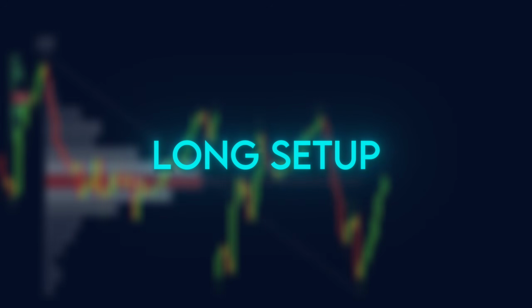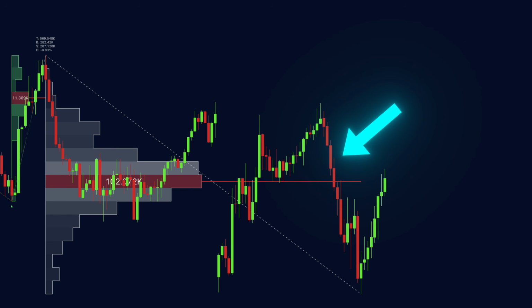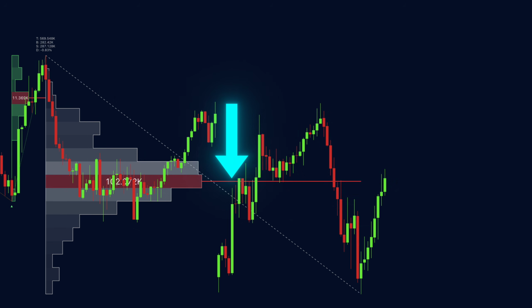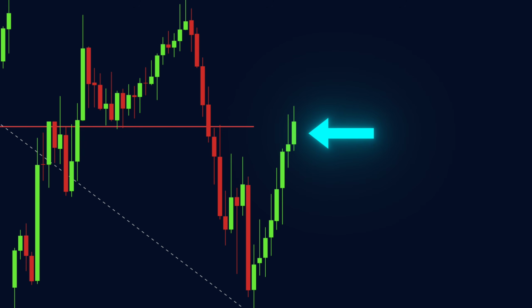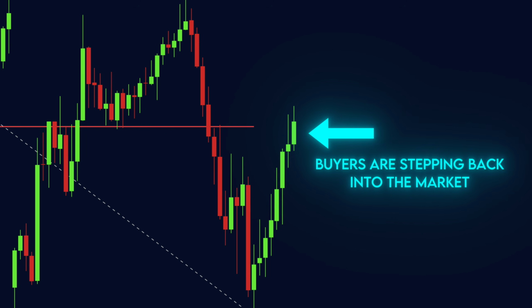Long setup. First, identify a completed downward swing with a visible volume profile. Look for the point of control or the value area within that swing. If price later returns to that region and begins to stabilize, it can act as support. Watch the candles closely. If you start seeing bullish candles rejecting the lower part of the value area, that suggests buyers are stepping back into the market.